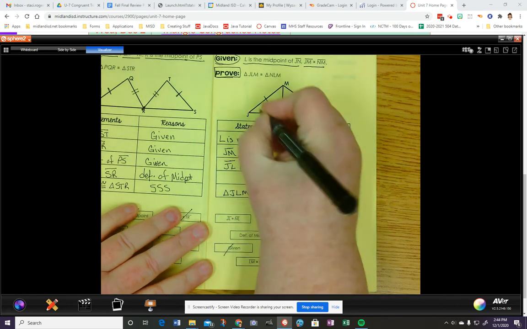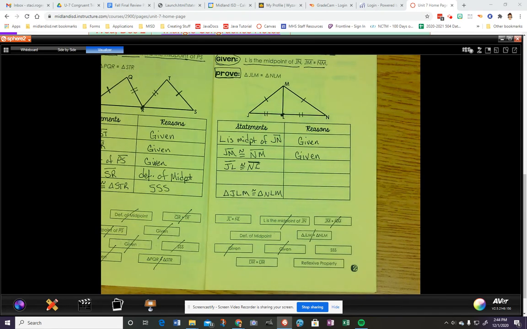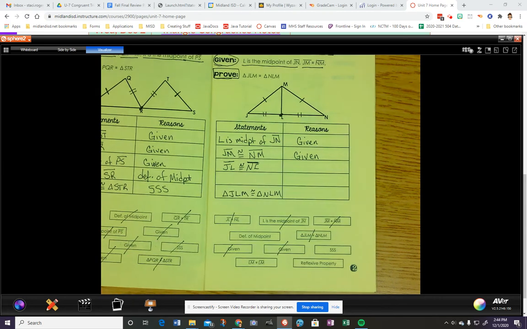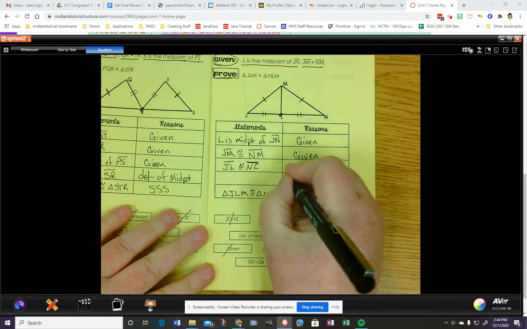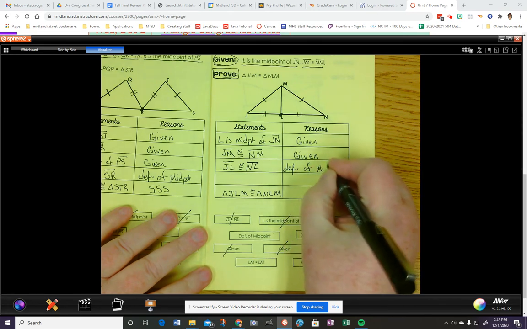Why is that? Here's JL, here's NL. Why can we say that? Mark it off. Why can we say, well, look at your list here. Definition of midpoint, or reflexive property, or side, side, side. It's definition of midpoint, same as what we did on the previous one. Definition of midpoint.